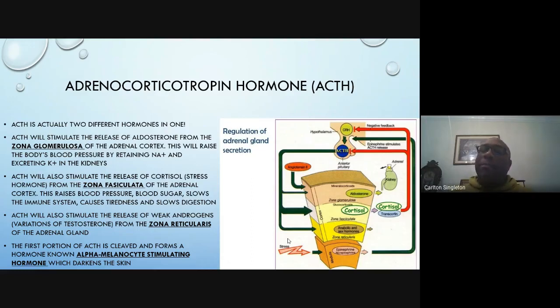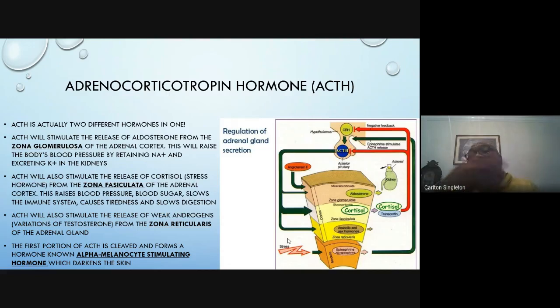So when somebody has a problem with their adrenal gland, the pituitary gland will start stimulating the release of ACTH in response. Hey, we need some cortisol. We need some cortisol. And what will happen is the skin will get darker.